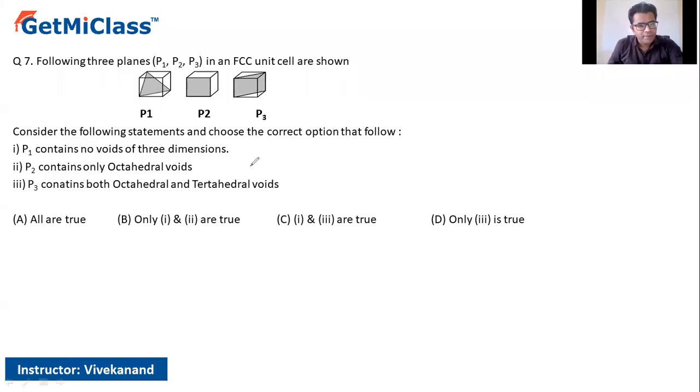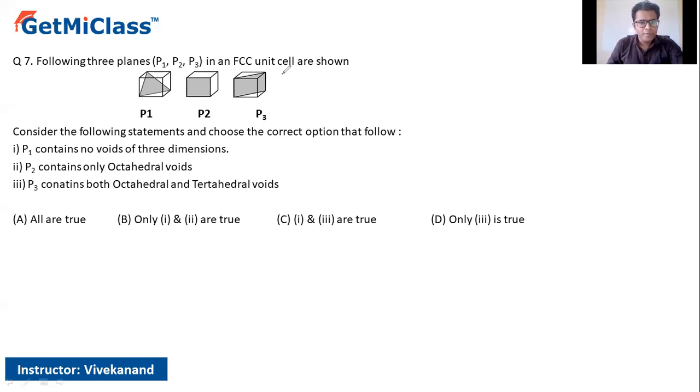Question number 7. Following three planes P1, P2 and P3 are in FCC unit cells as shown below. Consider the following statement and choose the correct option that follows. Option 1, P1 contains no voids of the three dimensions. P2 contains only the octahedral voids. P3 contains both octahedral and tetrahedral voids.